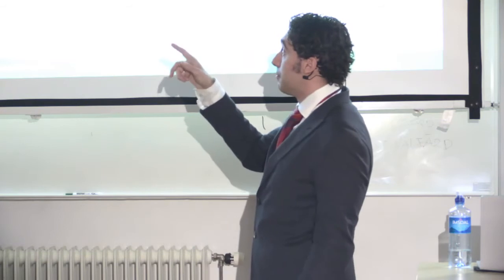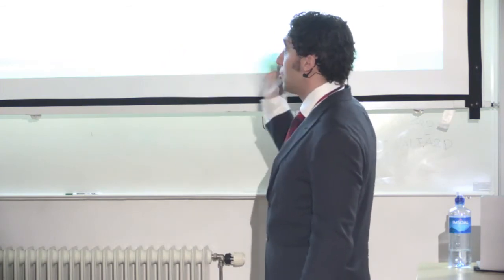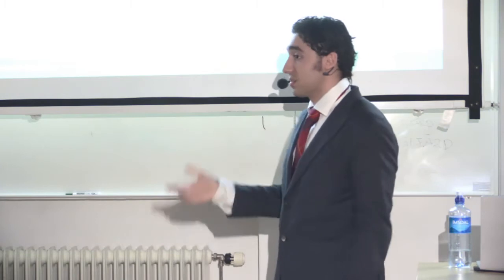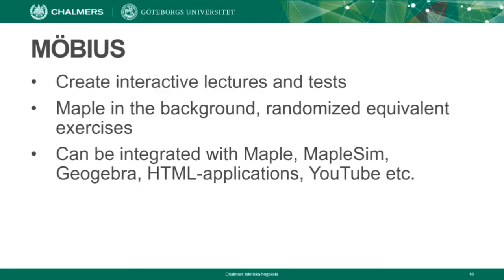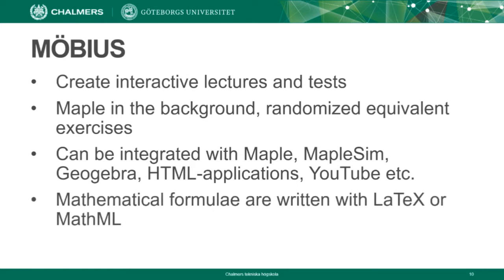And you have the Maple programming language in the background, and you can randomize equivalent exercises like I showed you before. And you can integrate MapleSim, GeoGebra, HTML applications, YouTube, etc. More or less, if you have a sensible JavaScript API on your program or web page, you can somehow integrate it in Möbius. If we have time, I could show a simple example during the workshop later on how to do that, if someone is interested. And you can write mathematics with LaTeX or MathML.